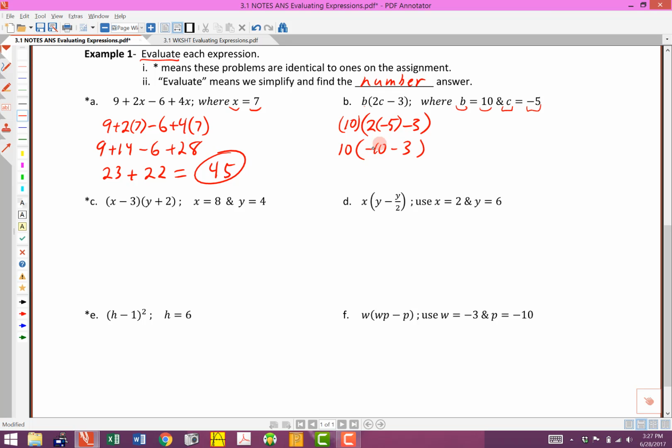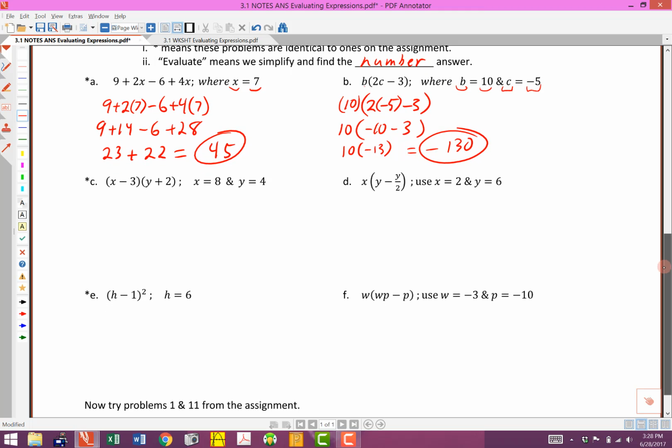Again, we've still got a set of parentheses, so let's keep working on simplifying that right there. So I have 10, and then I've got negative 10 minus 3. That's going to be negative 13 once we combine those. Positive times a negative is a negative, and 13 times 10 is 130. So the answer on that one's 130, so we'll go ahead and circle that.